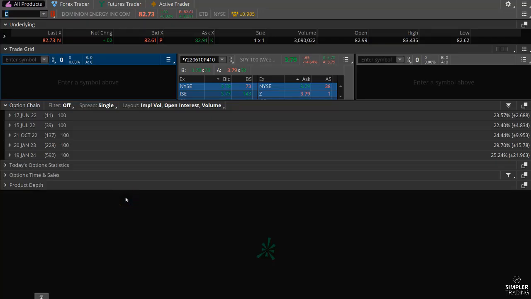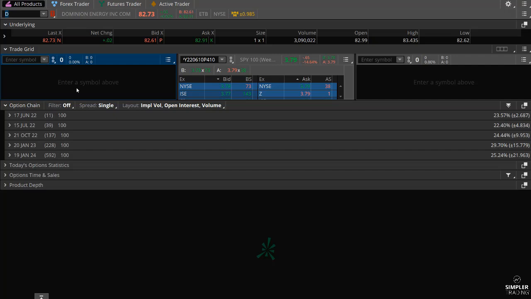So a few examples here, and we're going to look at an energy stock, Dominion Energy, ticker D. So here's the options chain, guys, and you'll see our different choices of expiration dates. For stocks like D, this is an example of a stock where you only have monthly expiration. So you have options that expire on June 17th, July 15th, October 21st, January 20th, and so on and so on.